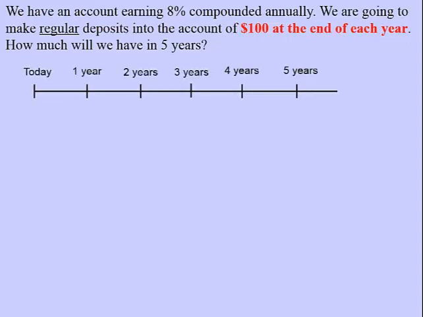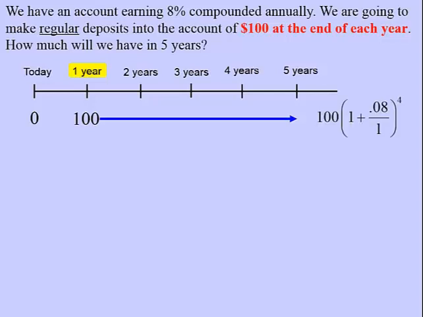Here's a timeline. Today, we are opening our account, yet we are making no deposit. There's zero money in the account today. However, 1 year from now, we're making our first deposit, and that's the $100. That $100 is going to gain interest over the next 4 years. Using the compound interest formula, that $100 amounts to $136.05.